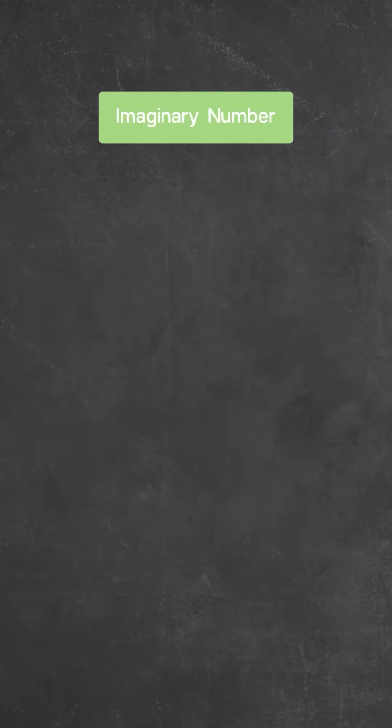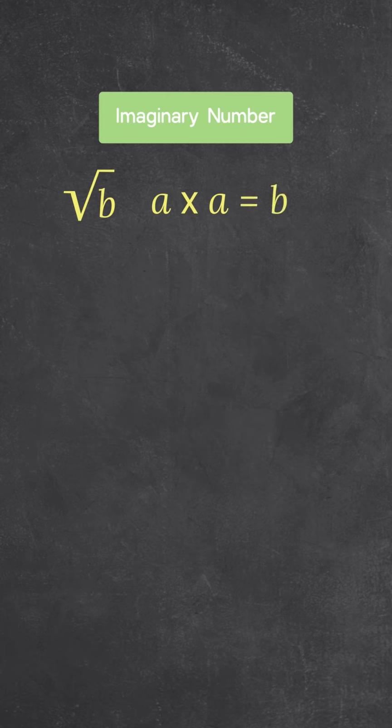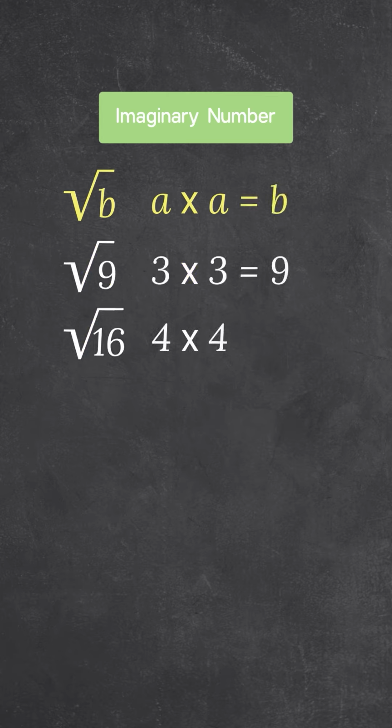We know that the square root of any number means what number do we multiply by itself to give us the number under the square root. For example, the square root of 9 equals 3, the square root of 16 equals 4.